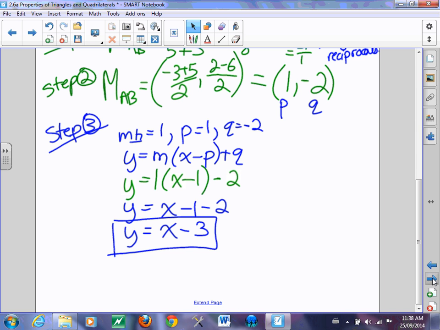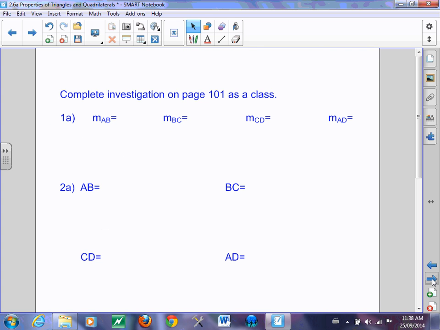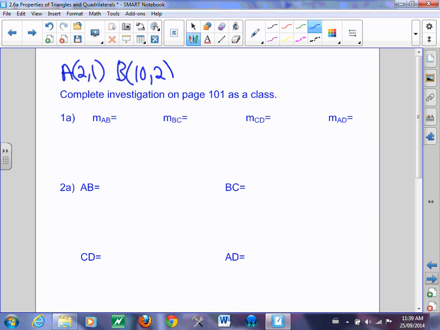Now today, folks, for the rest of our lesson, we're going to complete the investigation, which is in our textbook. So as long as you just write down investigation page 101 as a class, we're going to be doing that. So flip in your textbook to page 101, and you'll see properties of quadrilaterals. And notice the graph there, folks. I'm just going to list the ordered pairs up here so it's helpful. So 2 and 1 is A, B is 10 and 2, C is 12 and 8, and ordered pair D is 4 and 7.